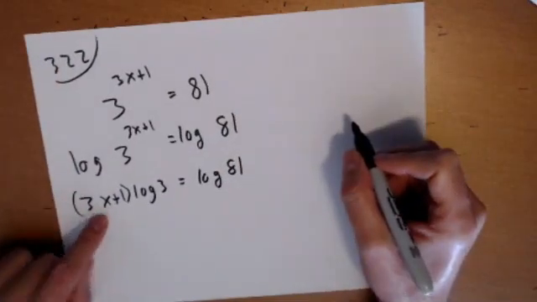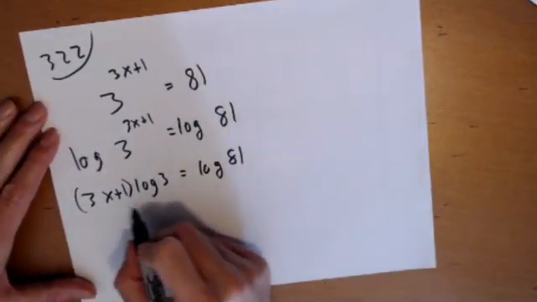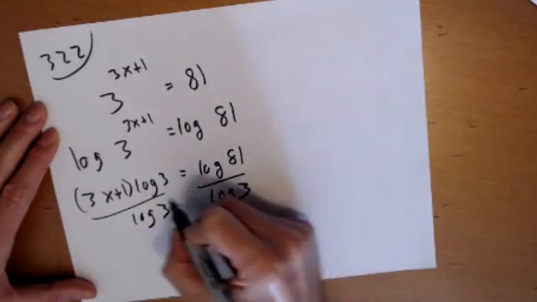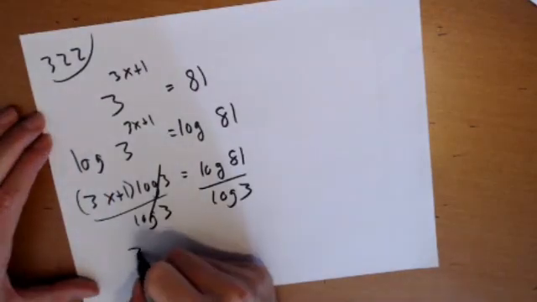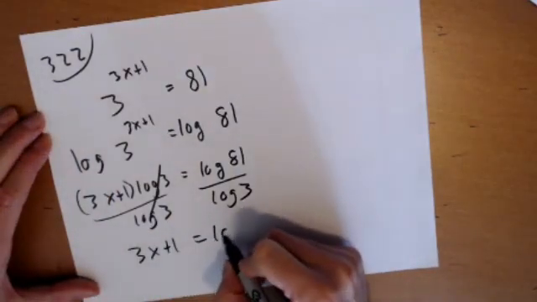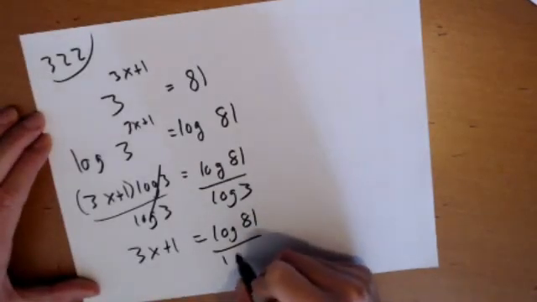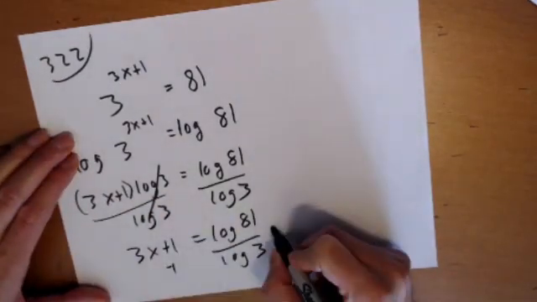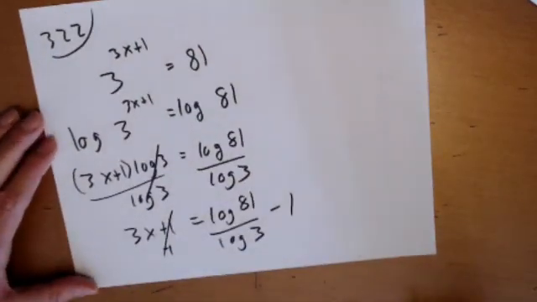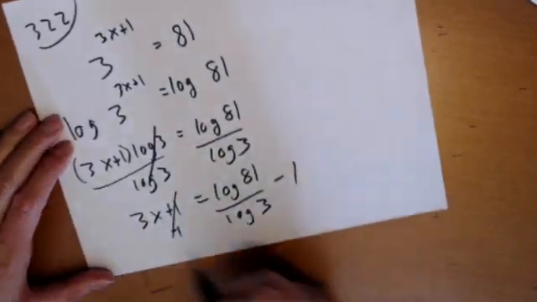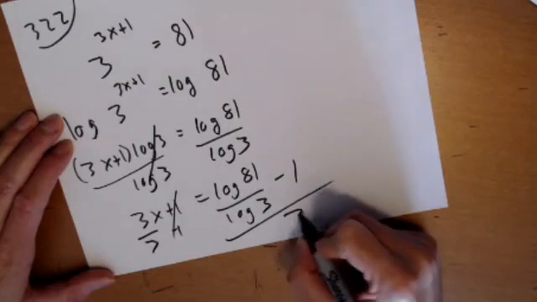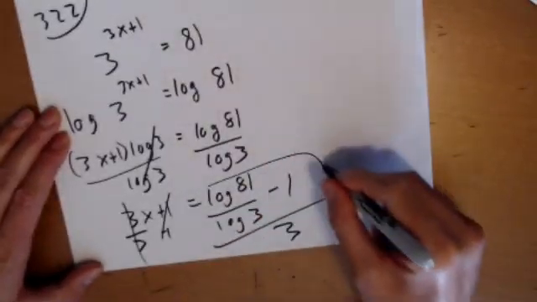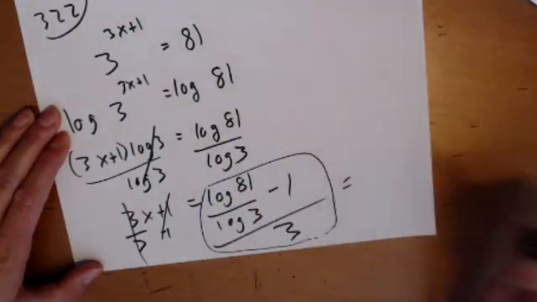Trying to get the x alone, so let's divide away that log 3. Divide by log 3, divide by log 3. So you see how we have 3x plus 1 equals log 81 over log 3. Let's get x alone, subtract 1, subtract 1. Okay. And then let's divide by 3. So x is alone, and it's equal to this big mess, which you need to put into your calculator.